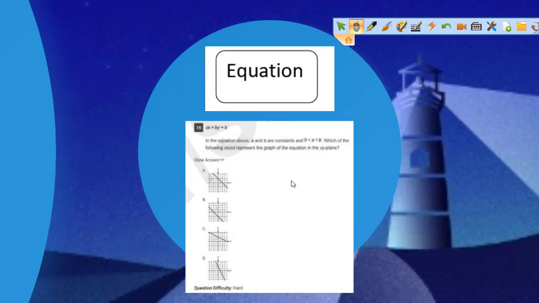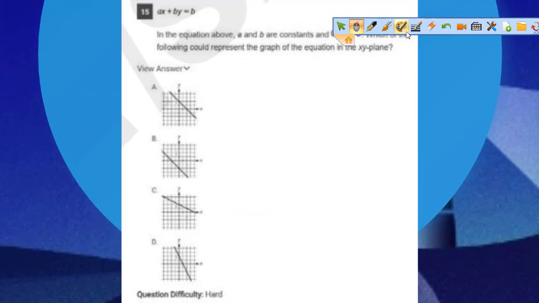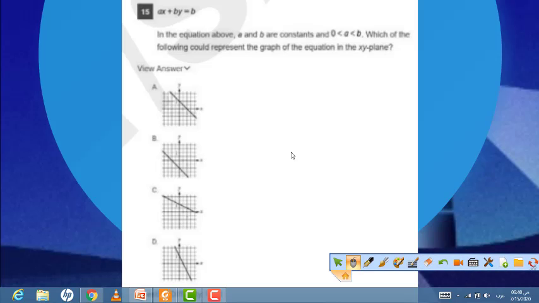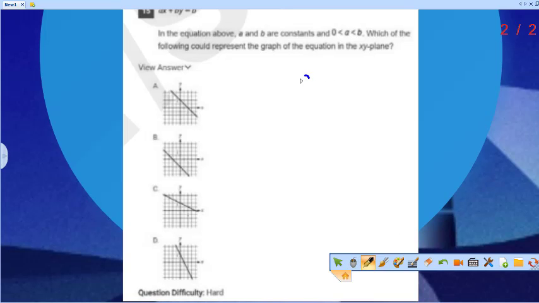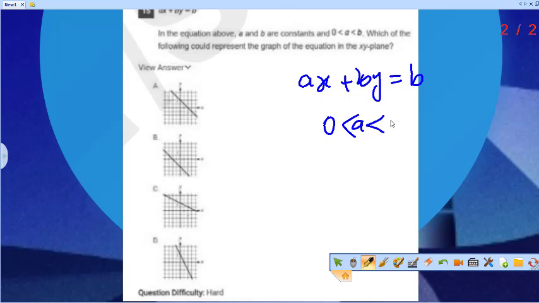If I give you an equation like this one, look, it's not easy going this one. My equation is ax plus by equals b, and I have this condition: a greater than 0, it means it's positive, and b greater than a. How would we get the line?